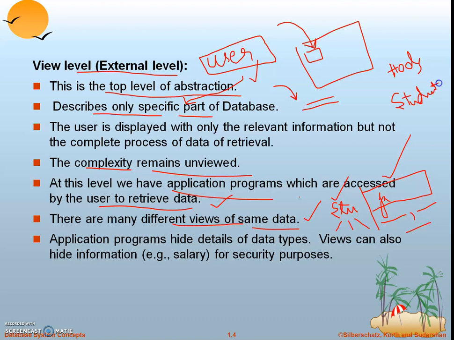That means the data is same, but each one has a different view or different way of accessing the data. So the different means provided for accessing the data is called as view. That's what different users have different view of same data. Application programs hide the details of the data types, and views can also hide the information for security purpose. The other best advantage of data abstraction is the security. So hiding the complexity even ensures the better security of the data.